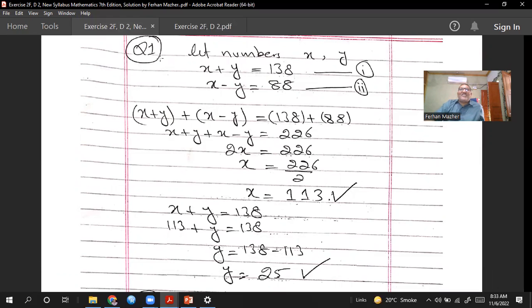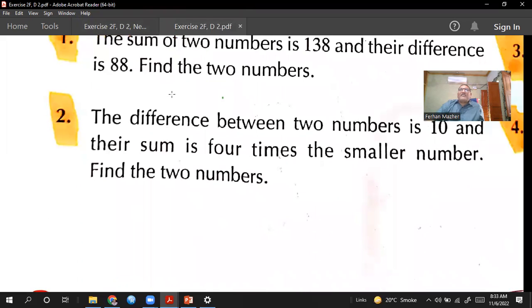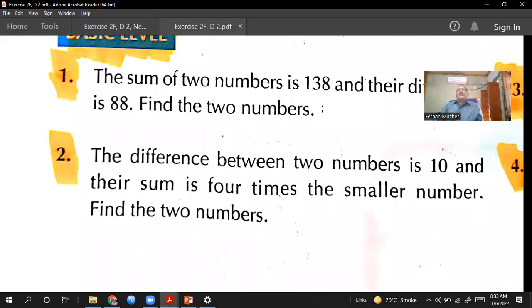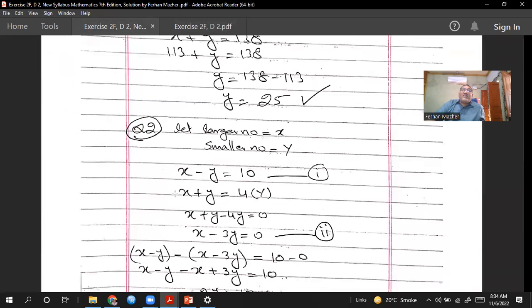Let's go to the next question, question number 2. The difference between two numbers is 10 and their sum is 4 times the smaller number. Find the two numbers. Suppose the two numbers are X and Y, and X is the larger number. The difference is 10, so X minus Y equals 10. Their sum is 4 times the smaller number, so X plus Y equals 4Y. These will be the two equations, and from there I will solve them simultaneously. So let's go.